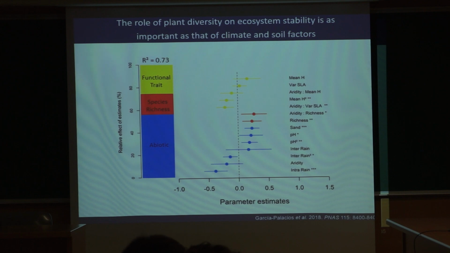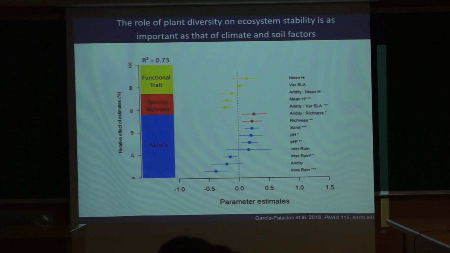In this case, we use remote sensing data obtained from 2000 to 2016 in our sites, using MODIS sensors, and we look at the temporal stability in biomass production, in productivity. And we look at the drivers of this stability. And again, we obtain pretty good models, explaining more than 70% of the variance of the data. And abiotic factors were important predictors.